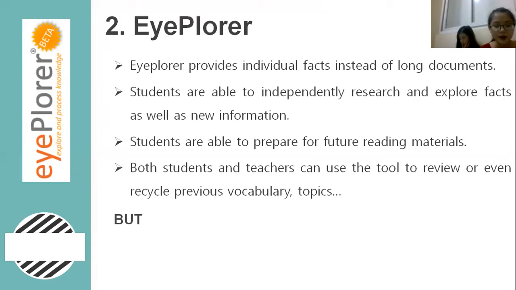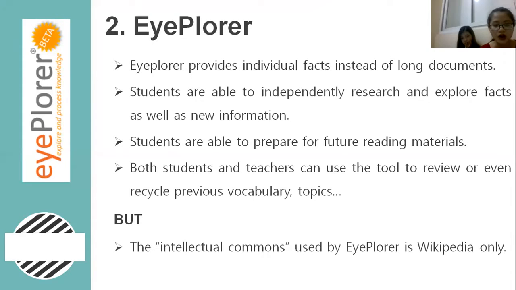However, besides positive effects, iPlorer still has one main drawback that should be addressed. This disadvantage is that the intellectual commons used by iPlorer is Wikipedia only. As far as I'm concerned, although Wikipedia supports users with a wide range of sources, the biggest problem is that everyone is able to write, edit, and delete anything they want. If the authorization is given out incorrectly, it could lead to people posting inaccurate information.